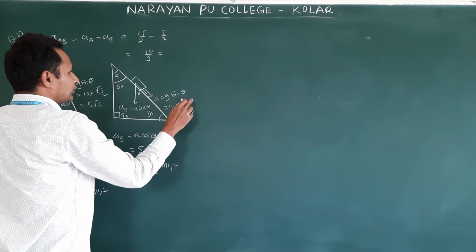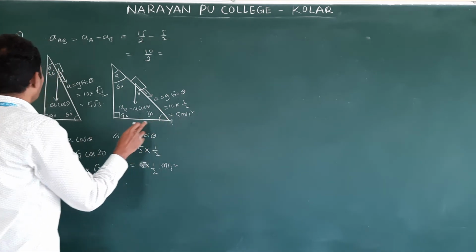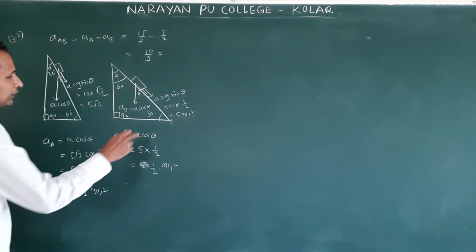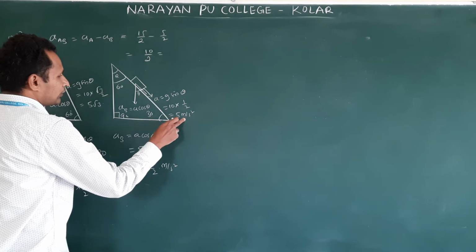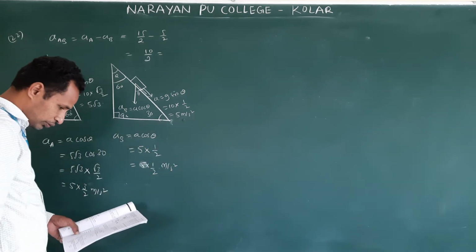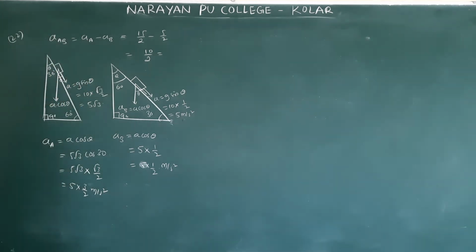Sin 30, 1 by 2, right? Here sin 60, root 3 by 2, 5 root 3, correct? Cos 30, root 3 by 2, right? Here 5 by 2, we are getting 10 by 2. But they take it as 4.9. What does it mean? They did not take 10, they took 9.8. That's why they got 4.9 meter per second square.